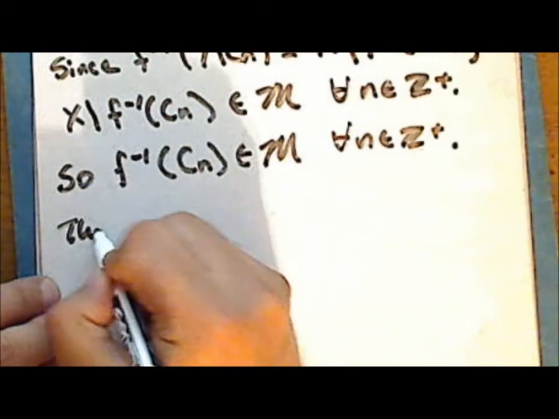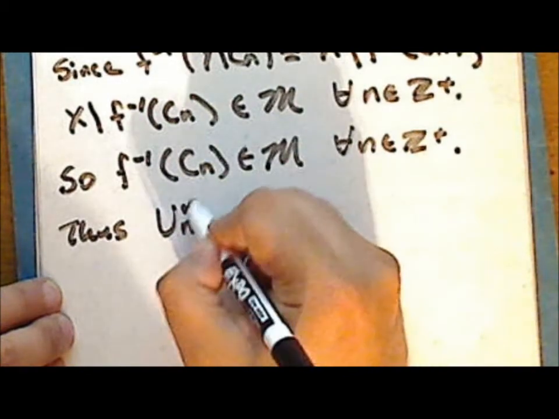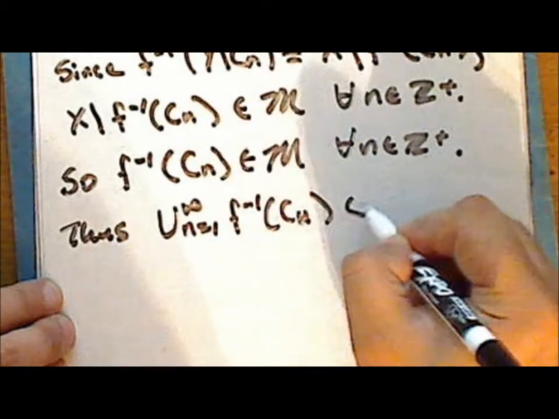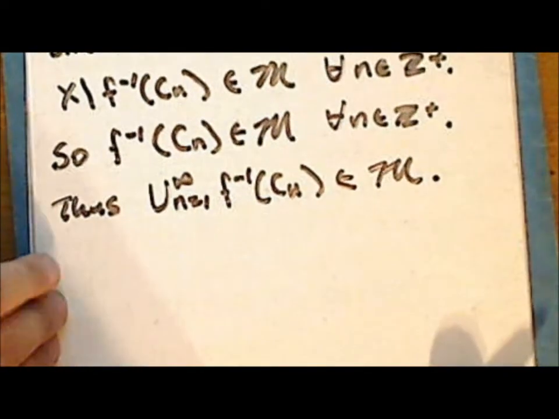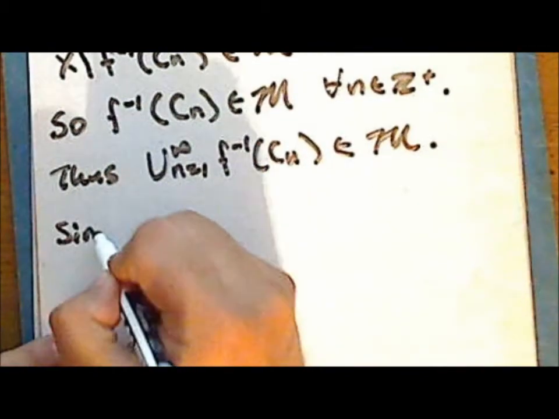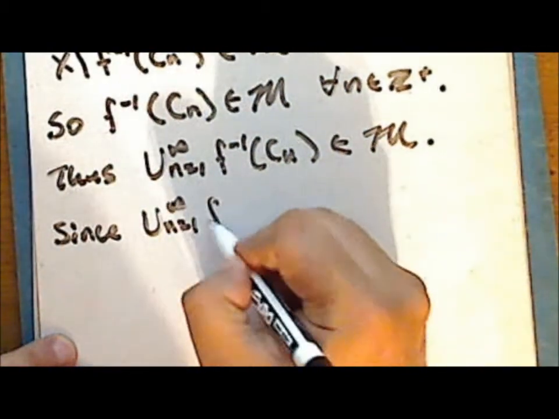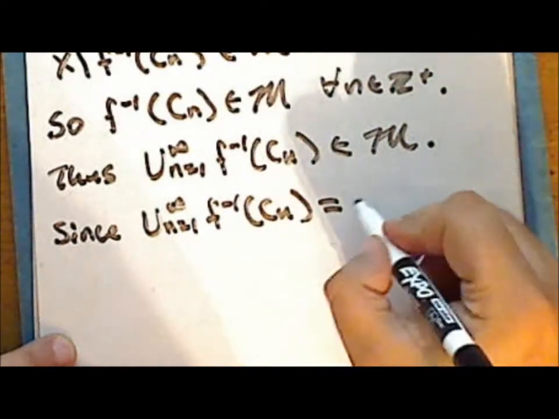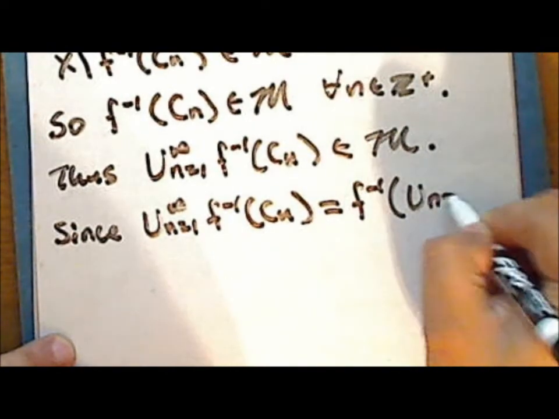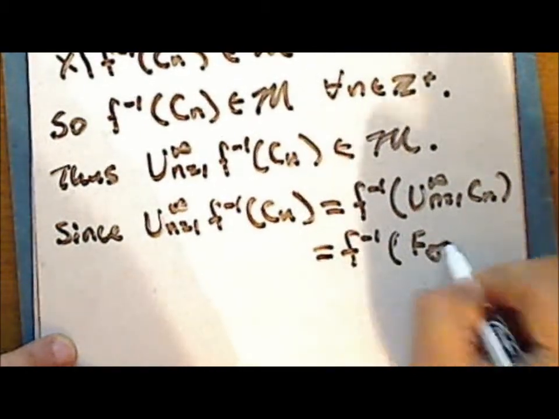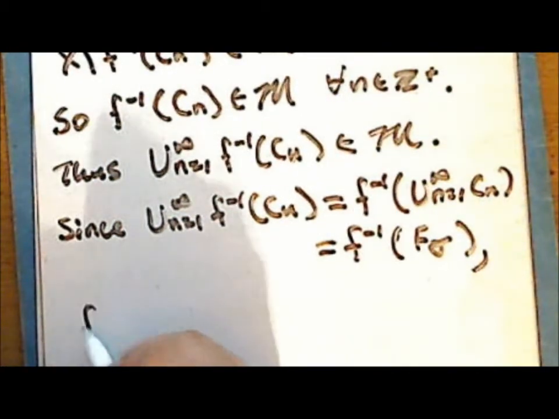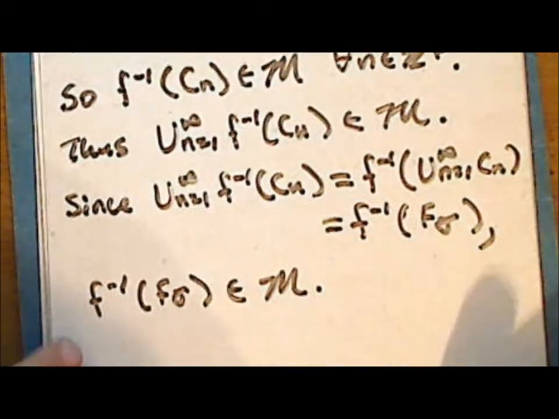So as each of these sets is in the sigma algebra, we have that the countable union of these sets is also in the sigma algebra in X. So since the union of inverse images is the same as the inverse image of the union, and notice that the union of closed sets is an F sigma set, we have that the inverse image of an F sigma set of Y is in the sigma algebra in X.